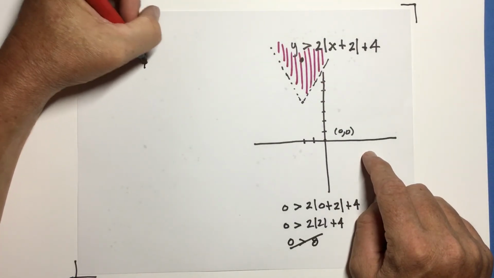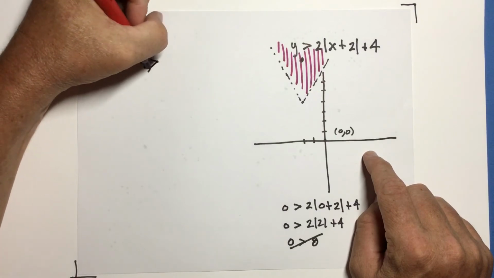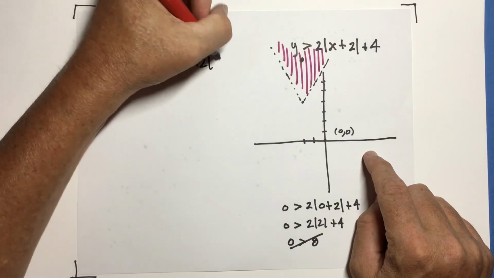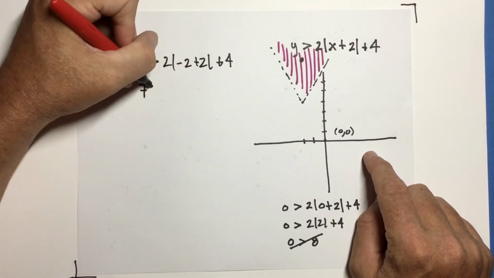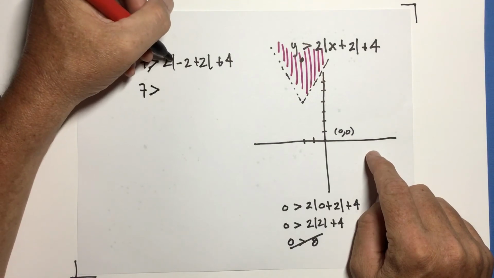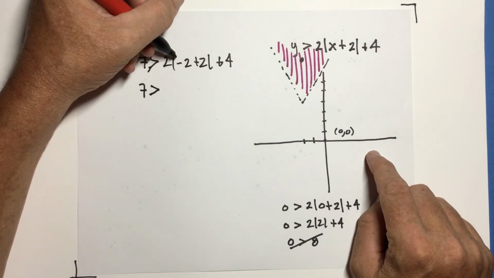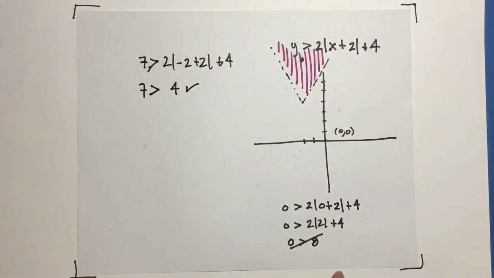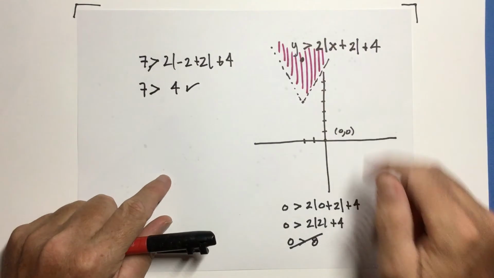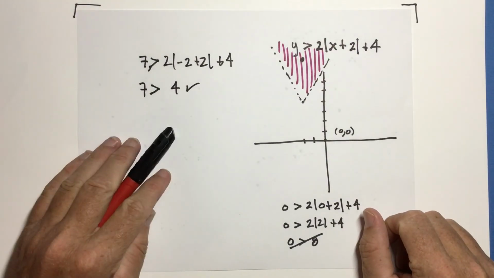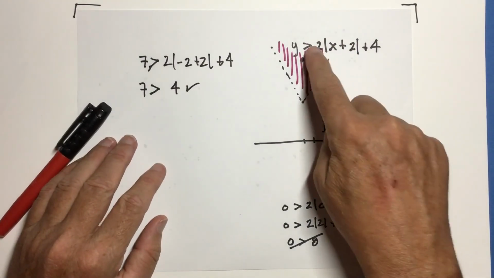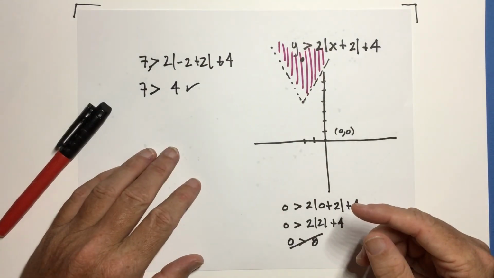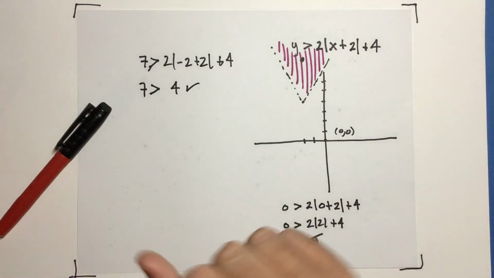-2, 7. So if y is 7, is it greater than 2 times the absolute value of -2 plus 2, plus 4? Is it true that 7 is greater than -2 plus 2 is 0, 2 times 0 is 0, this is just 4? Yes, that is true. Done. Boom. So you just need to pick one point. You just need to know where it's true and where it's not. The hard part really was learning how to graph those things. Once you got that inequality, that's just window dressing. Okay. Thank you.